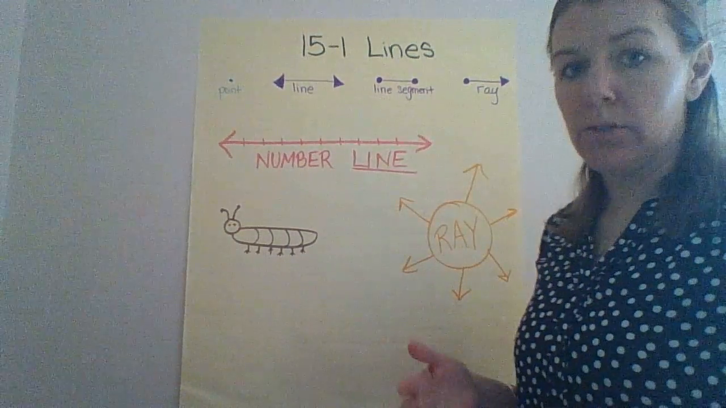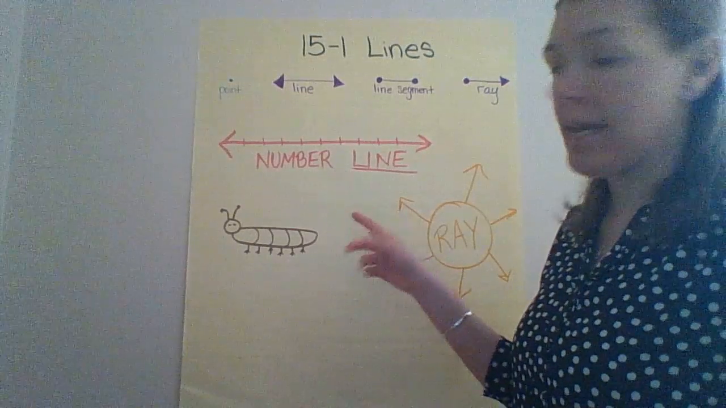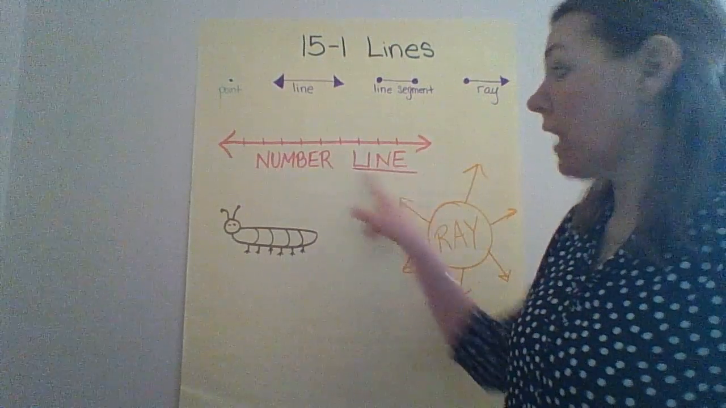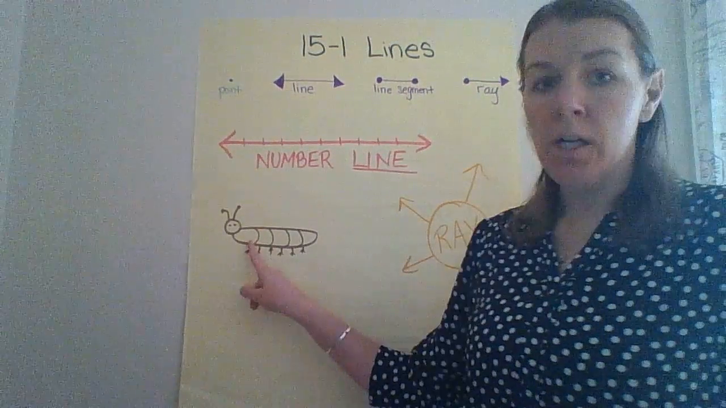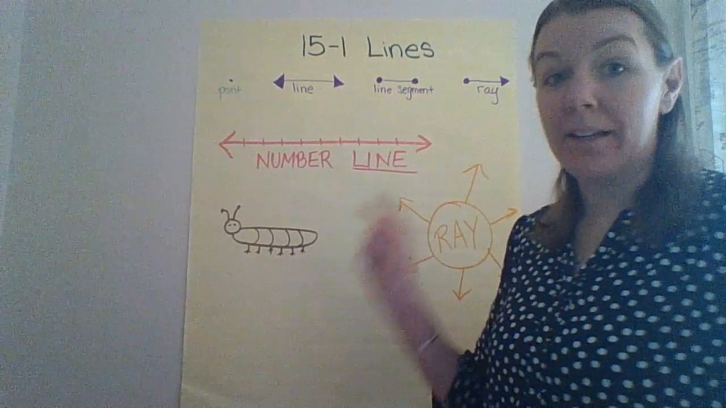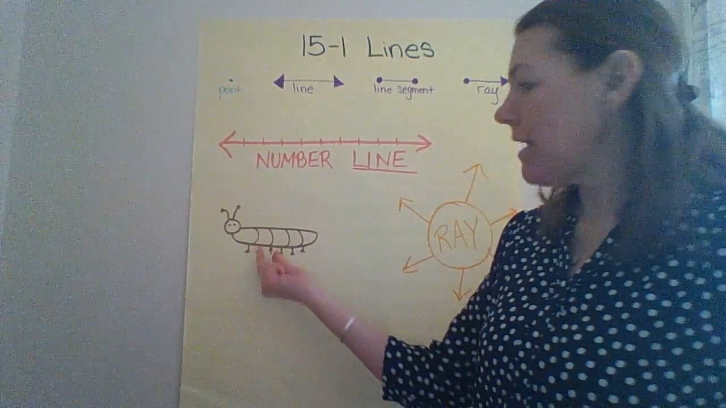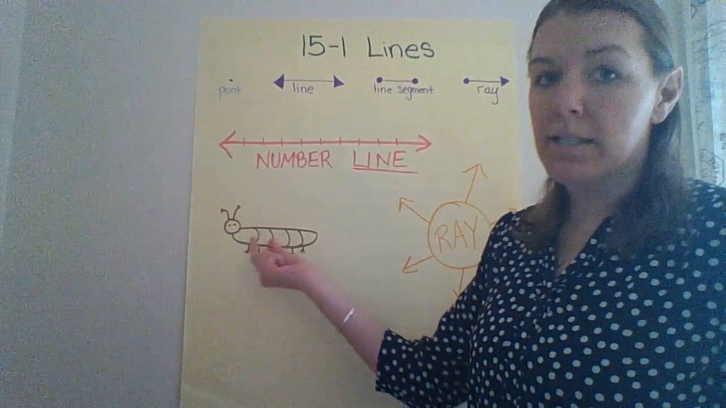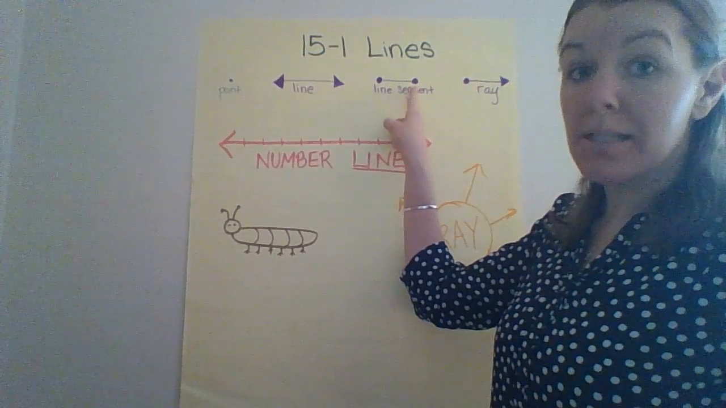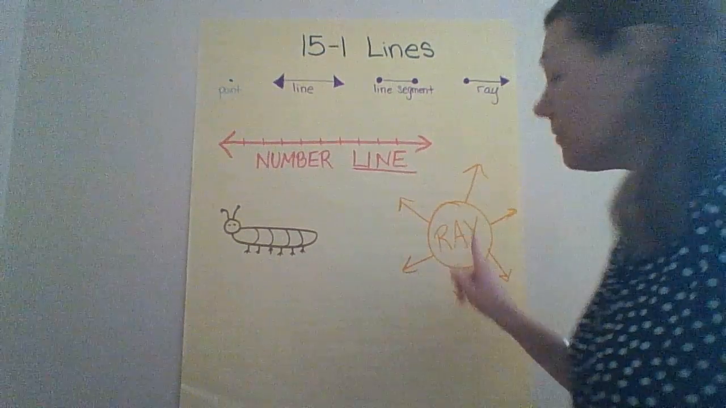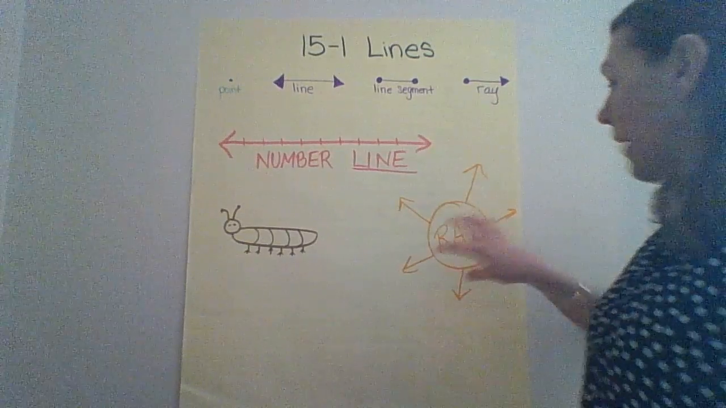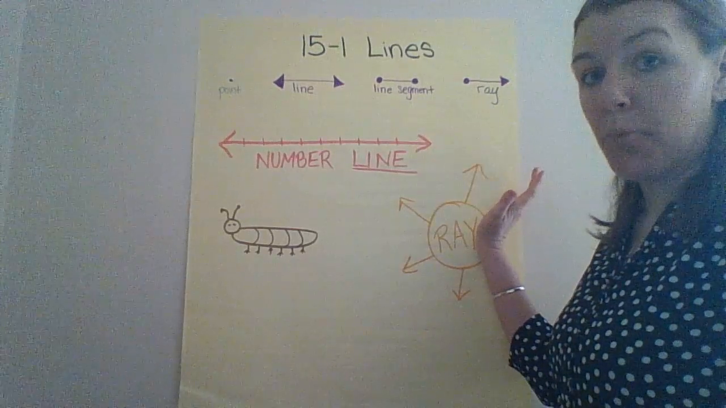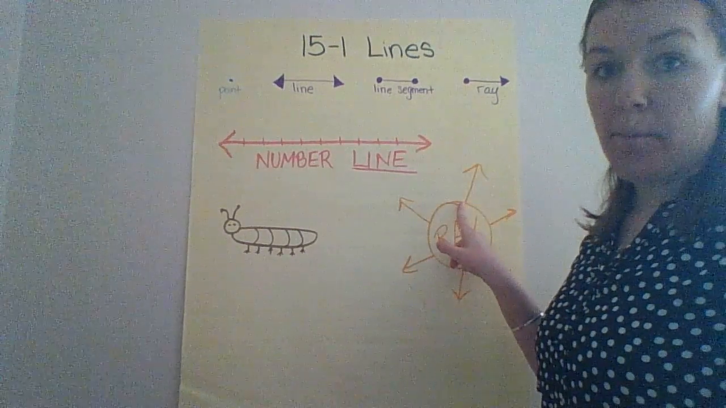So here are some ways I like to help me remember these figures and the names. A number line, like I said, goes on forever. We know that, so the word line is in number line. Here's my little insect. When I think of the word segment, I think of a piece, and for some reason I think of insects. So this is like a segment of an insect, and a segment is a piece of a line. So that's why it has two endpoints, because it doesn't go on forever, it's just one part. And then for ray, I think of a sun. So if you have the sun as your endpoint and all the rays are going off from that endpoint forever and ever and ever, that is how I remember the word ray.